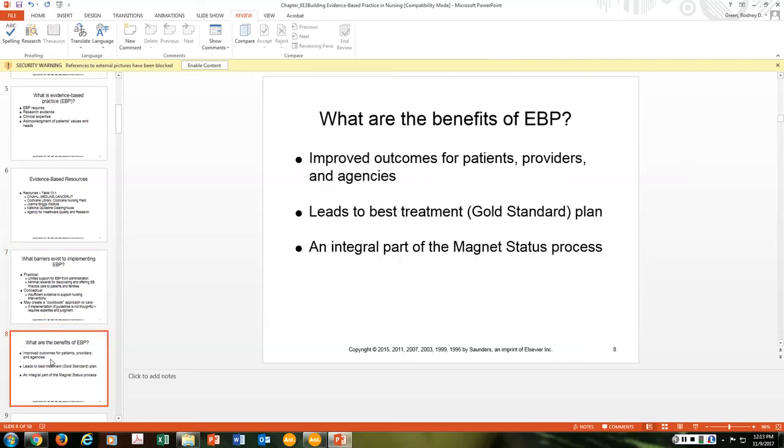Let's see. Benefits. Improved outcomes for patients, providers, and agencies. It leads to best treatment or the gold standard. And it's an integral part of the magnet status process. So many hospitals are trying to be awarded magnet status, and magnet status is awarded by the American Nurses Credentialing Center. A good portion of their decision is based on the degree to which an agency supports evidence-based practice.